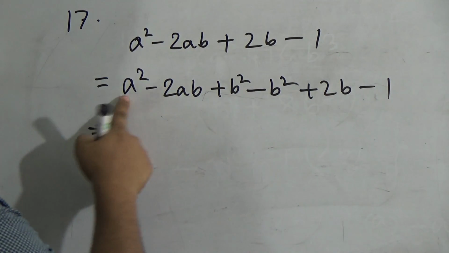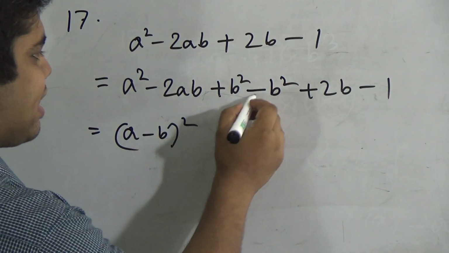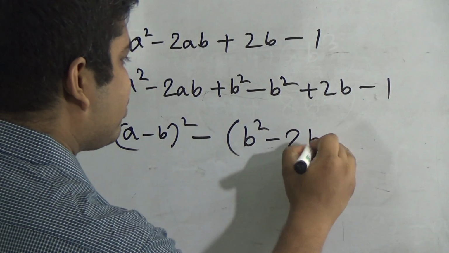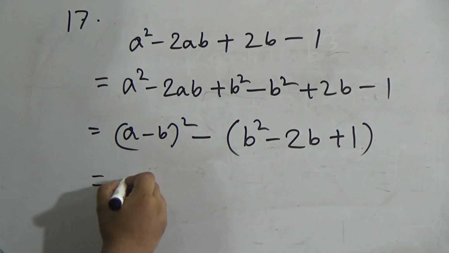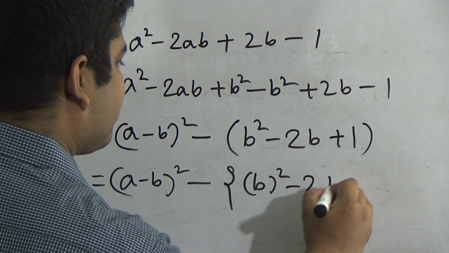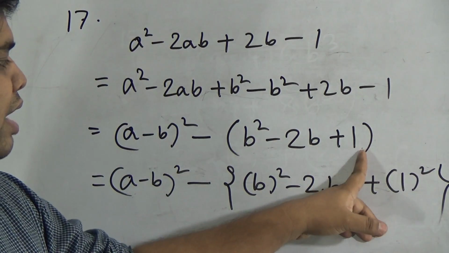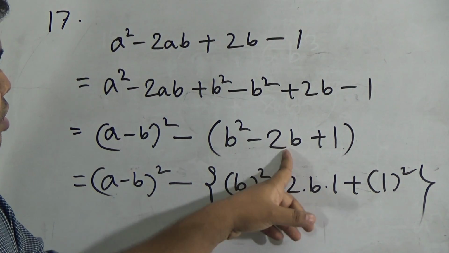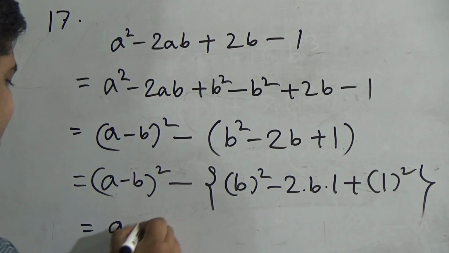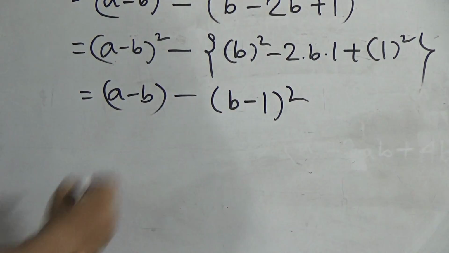Okay, now a square minus 2ab plus b square means a minus b whole square. And here we take minus as common, that means we get b square minus 2b plus 1. So we write a minus b whole square and minus b square minus 2b into 1 plus 1 whole square. That means 1 square gives 1, 2 into b into 1 means 2b, and b square means b square. So from this we can easily write a formula which is b minus 1 whole square.